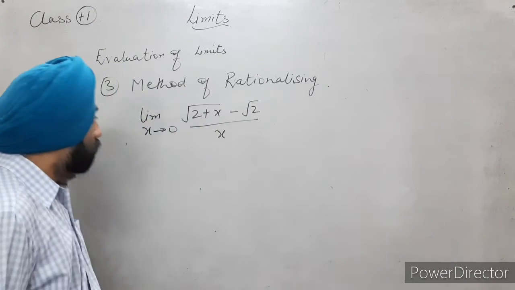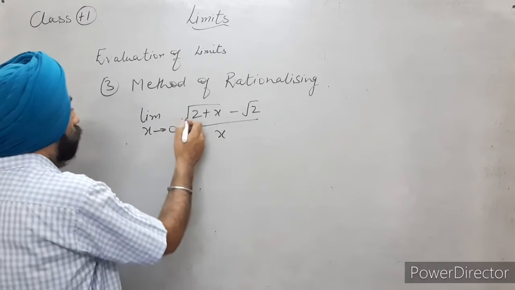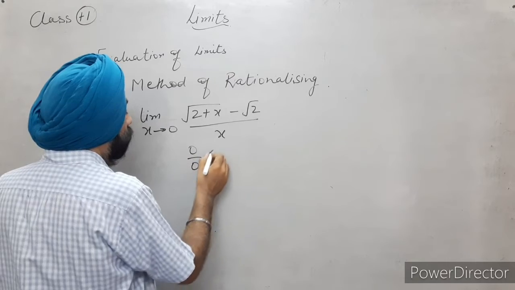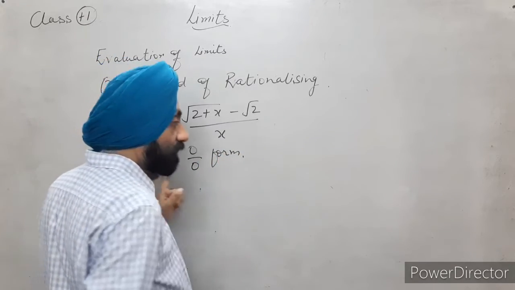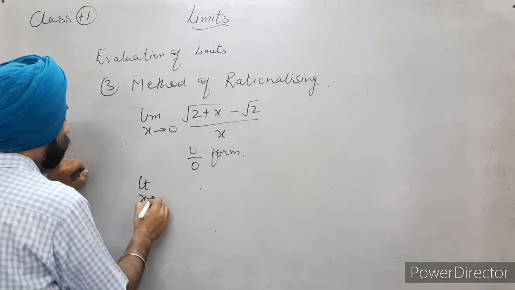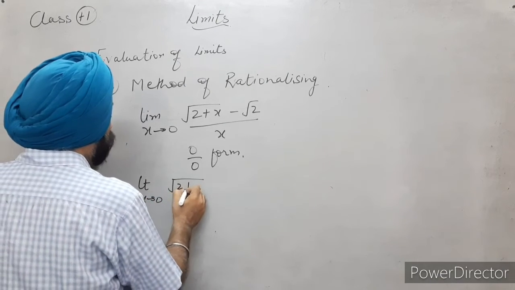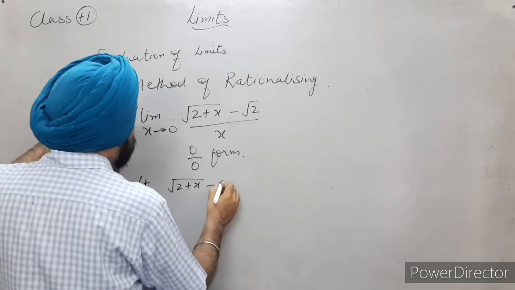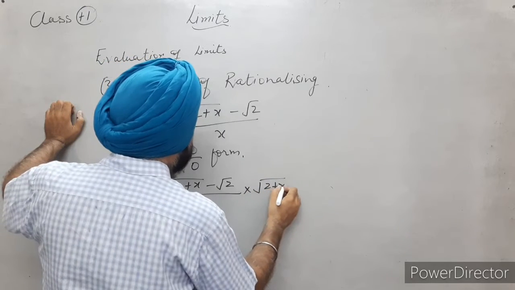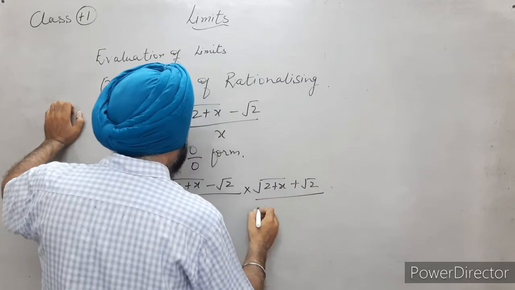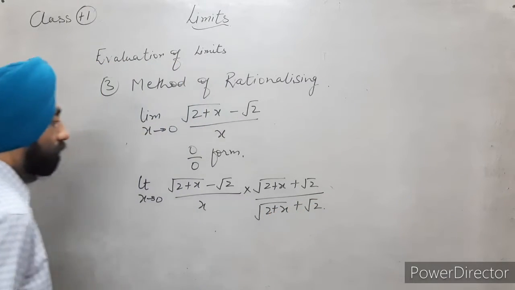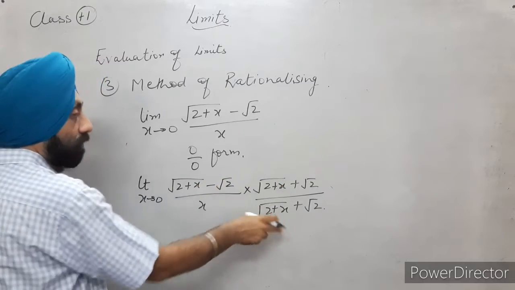In this case, what can we do? If I substitute the value, let x equal 0, I get 0 upon 0 form. It's an indeterminate form. Then, limit x approaches 0 of (under root 2 plus x minus under root 2) divided by x, multiplied by (under root 2 plus x plus under root 2) over (under root 2 plus x plus under root 2). I have rationalized the numerator, right?